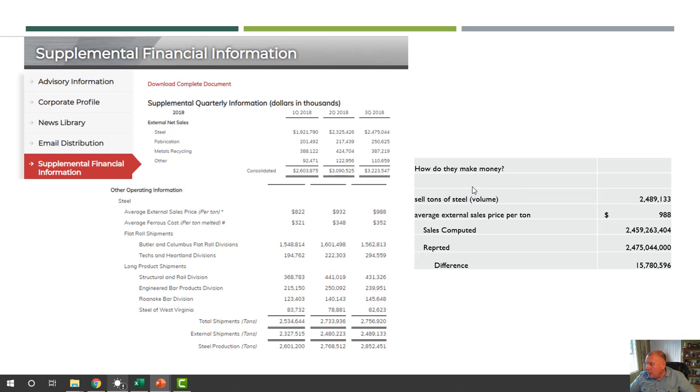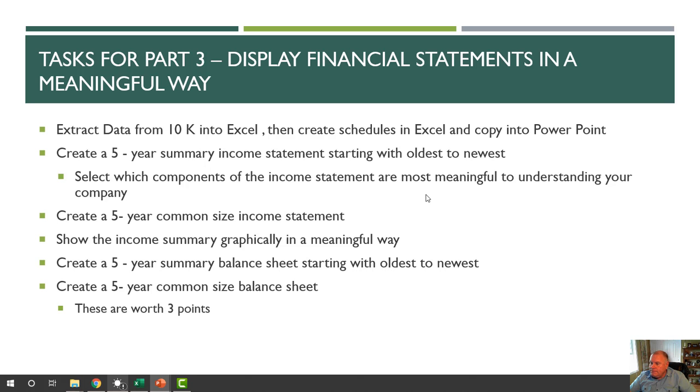Then, how do they make money? Well, I found this in the supplemental financial information: tons of steel sold, the volume, 2,489,000. Sales price, 988, right up here. I multiply these two, and I get 2,459,263, about 2.5 billion. The reported is 2,475,000. So I'm pretty close. We're not looking for 100% precision, but in this case, it works. So that's task 2.